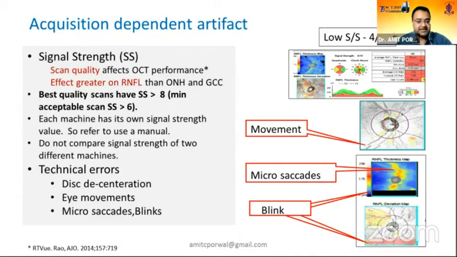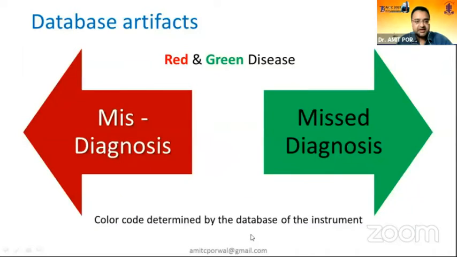There can be technical errors due to decentration, eye movement, or microsaccades. You can see in this graph that this horizontal line, which I'm showing with my mouse, is because of the movement of the eye. Again, you can see these microsaccades in this measurement cube, and due to the blink, you can see how it looks. So these are the acquisition dependent artifacts.